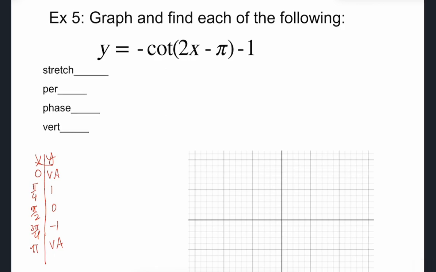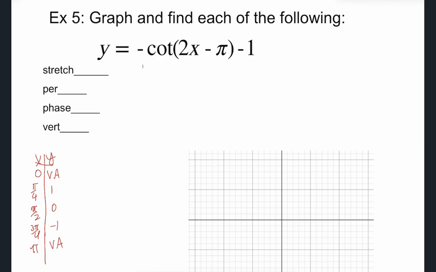Now this one has a flip, it has a change in period, it has a phase shift, it has a vertical shift. This one has a lot. So I think this is a really good place for us to end our notes for graphing, because if you can do this, then you're good to go. Okay, so what are we going to do first?